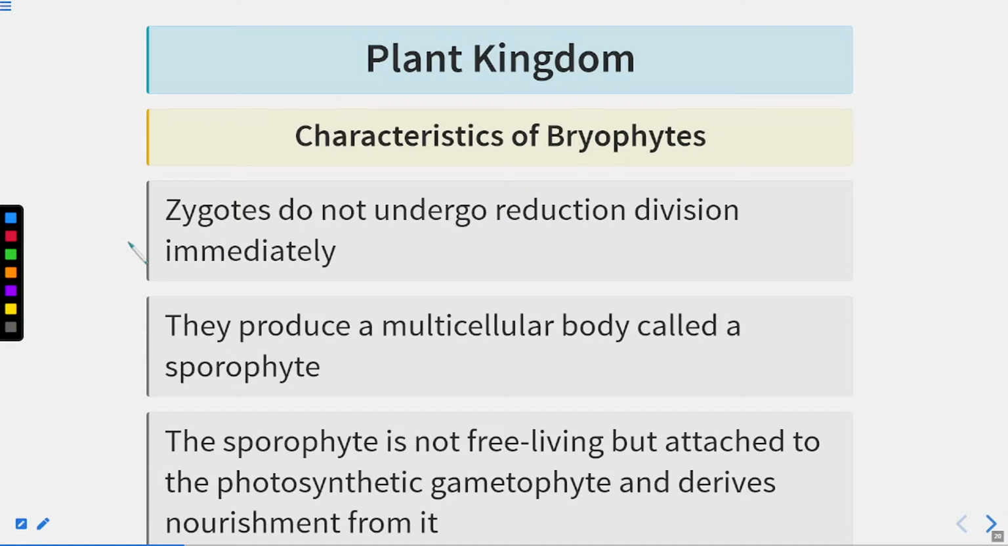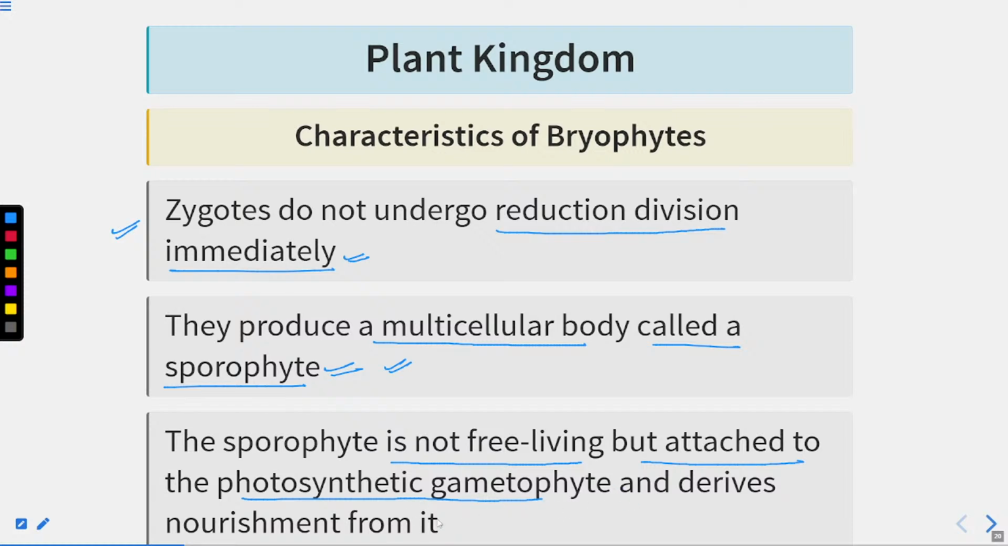Other characteristic, that is zygote. Now the zygote has been formed after the fertilization. Zygote undergoes reduction division immediately, and produces a multicellular body called the sporophyte. Now this sporophyte is not free living, but it is attached to the photosynthetic gametophyte and derives nourishment from it. So the gametophyte is providing nourishment to the developing sporophyte, right?